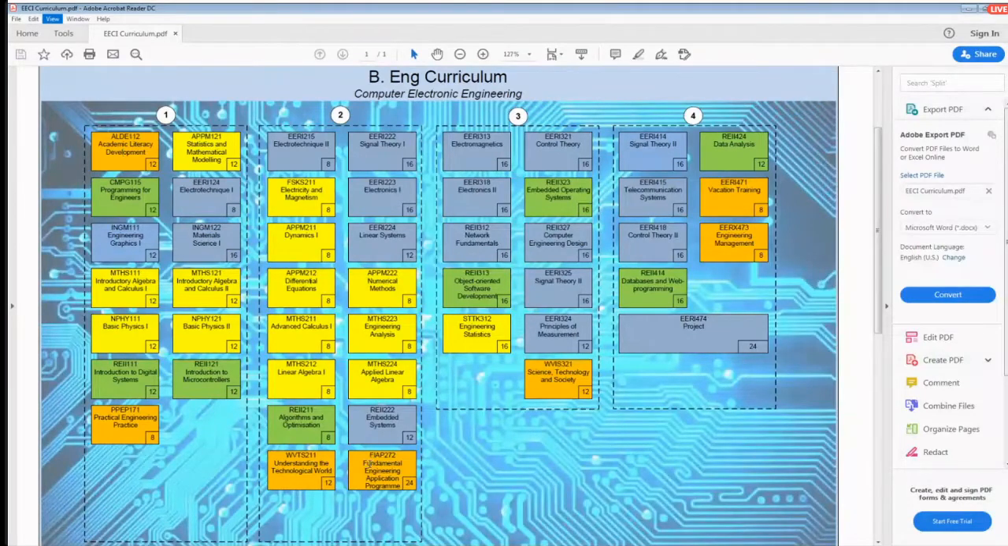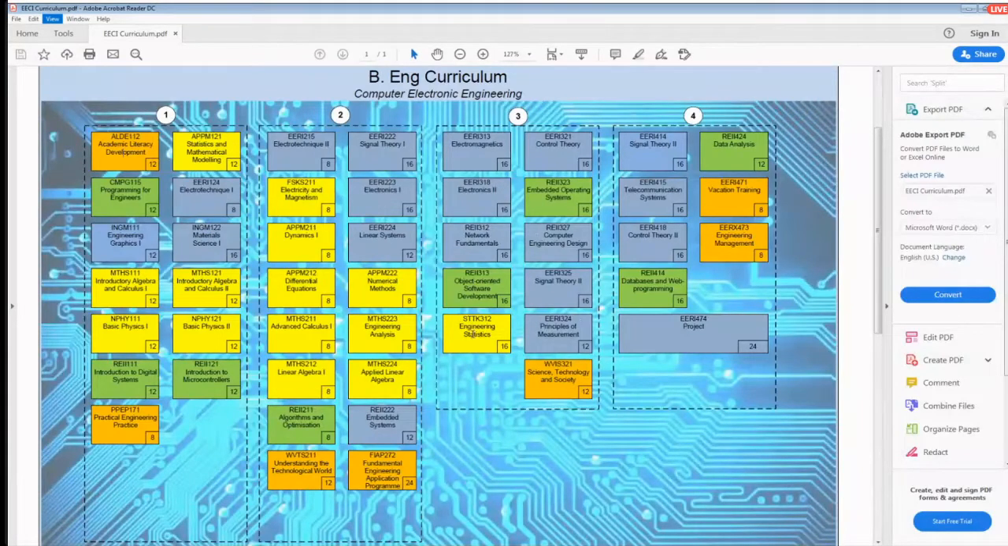We have signal theory 1, electronics 1, linear systems, empirical methods, engineering analysis, linear algebra, embedded systems, fundamental engineering application program. Here, electromagnetics, control theory, electronics 2, embedded operating systems, network fundamentals, computer engineering design, where you do your own project in a team, object-oriented software development, signal theory 2, engineering statistics, principles of measurement, science, technology, and society.